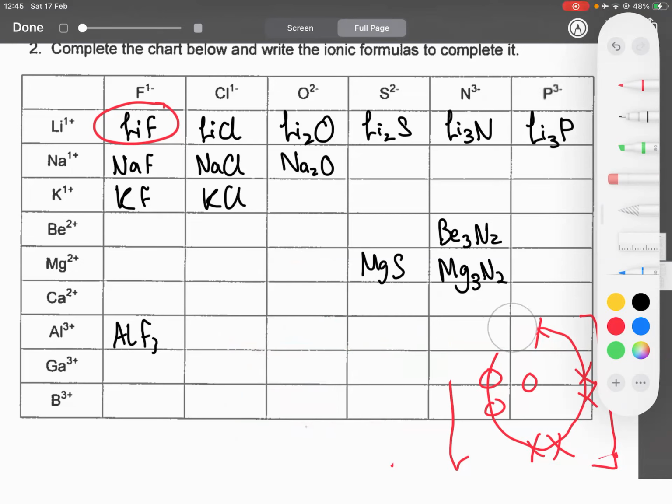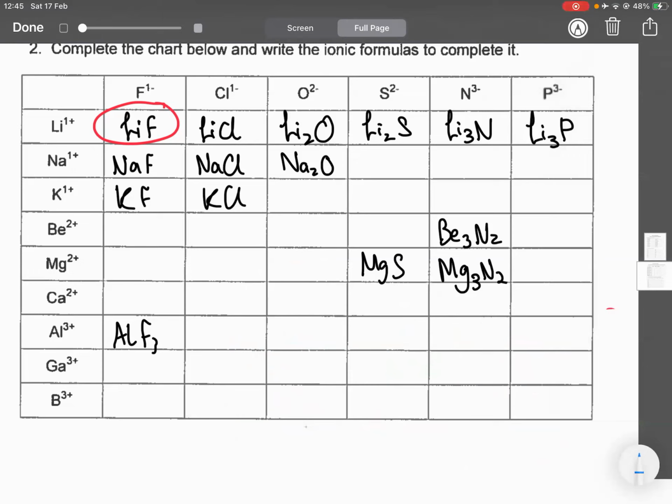Now let's do the ones where the numbers are different. So let's do it for lithium oxide. Lithium's group 1, but I have to do 2 of them, don't I?